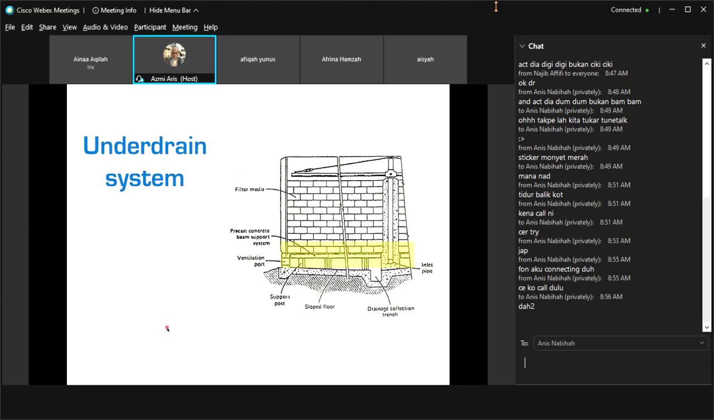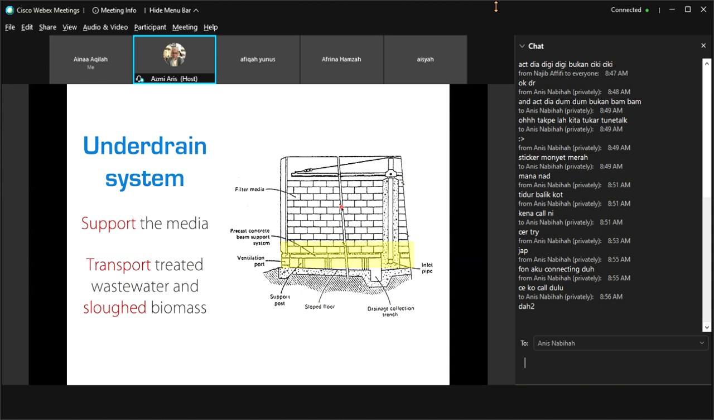Okay, and the last thing is the under drain. This is the under drain system. The purpose of this under drain system is to support the media and also to provide opening for the wastewater to pass through. They have a drainage system here. So the wastewater will go from top to bottom and pass through the under drain system, which will bring the wastewater to the next process, which is the secondary clarifier.